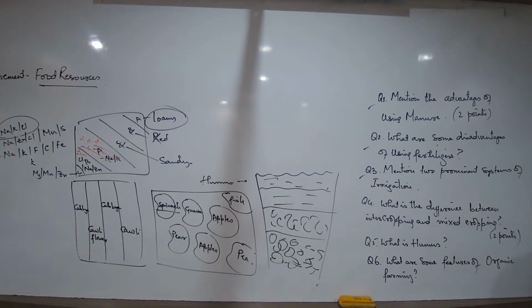Second part, mixed cropping. What do you write in mixed cropping? Different types of crops can be grown in a random pattern, in a random manner. Examples are never differences. In mixed cropping write: different types of crops are grown in a random manner. Random.